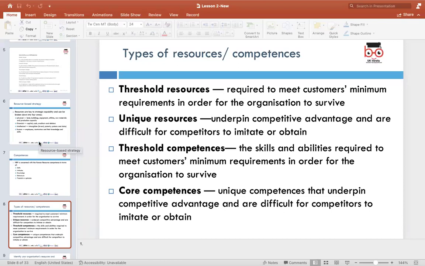So unique resources would be, let me think of an example, an e-commerce business that is selling chips, but those are lentil chips. So they're high in protein, they are baked, they are nutritious, stuff like that. That will be their unique selling point, or the advantage they have compared to the other competitors in the market who are selling chips. So again, that is how they differentiate between threshold resources and unique resources.